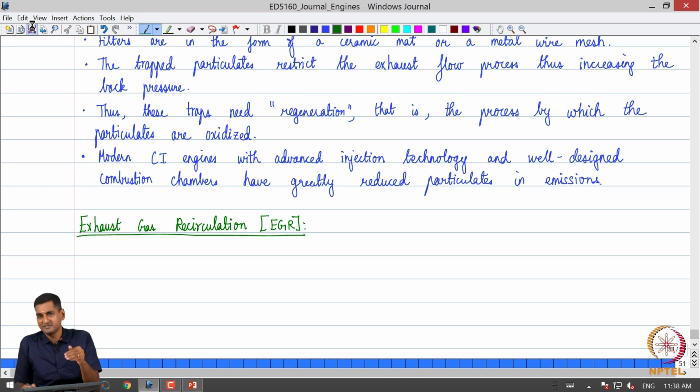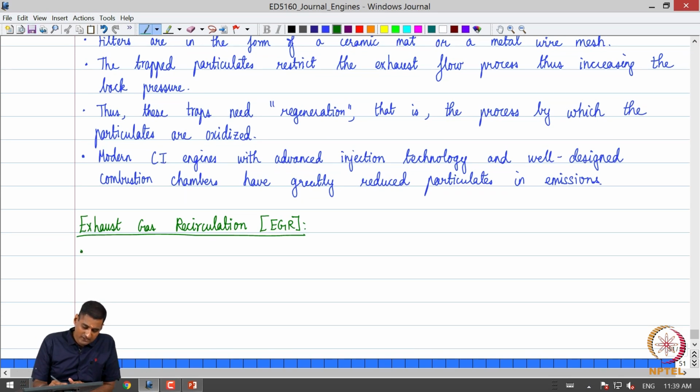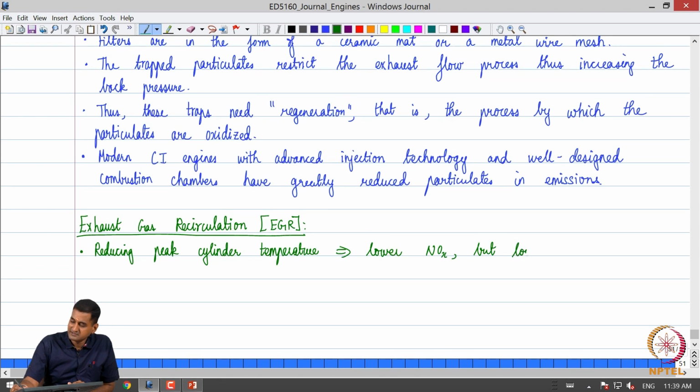Although it is a trade off, at the expense of reducing NOx we are slightly going to reduce the engine performance, so that is a trade off which we have to live with. So, what is the idea behind this? Reducing peak cylinder temperature implies lower NOx, but reduced thermal efficiency also. That is the flip side of reducing the peak cylinder temperature.